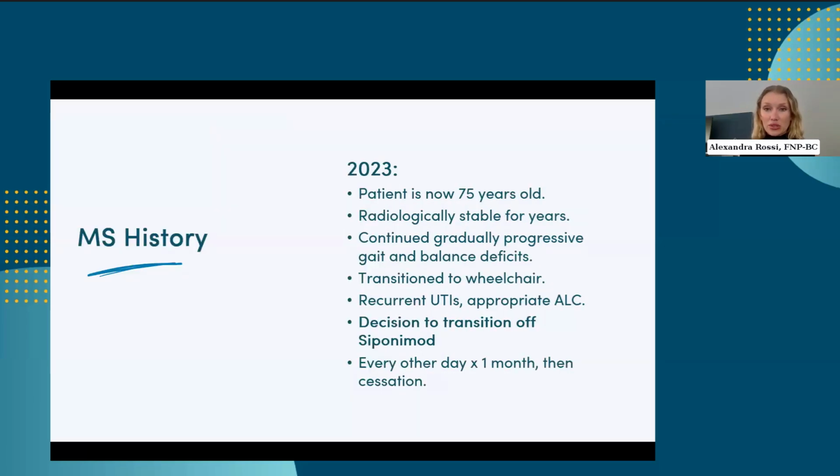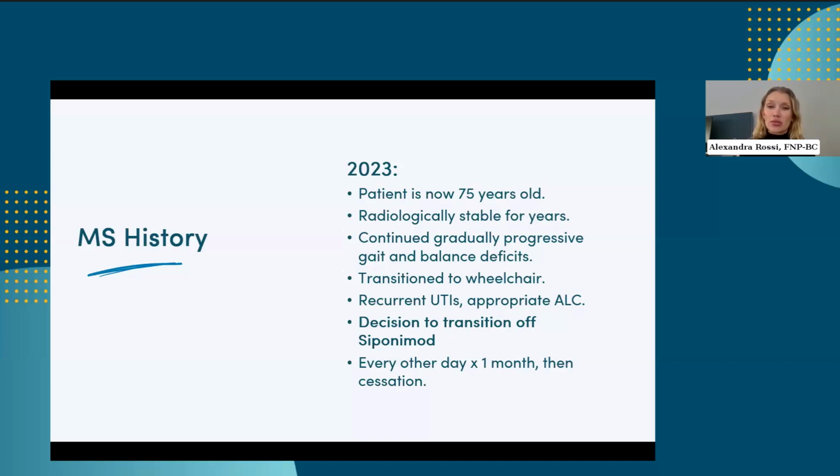So keeping with our MS history, in 2023, the patient is now 75 years old, okay? Again, kind of this point of discussion of age and being on disease-modifying therapy. He's been radiologically stable for years, so his MRIs haven't changed. We haven't seen any new lesions. Yes, he's progressing in terms of symptoms, but his MRIs aren't changing. He's progressing in gait, his balance is off. He's now in a wheelchair.